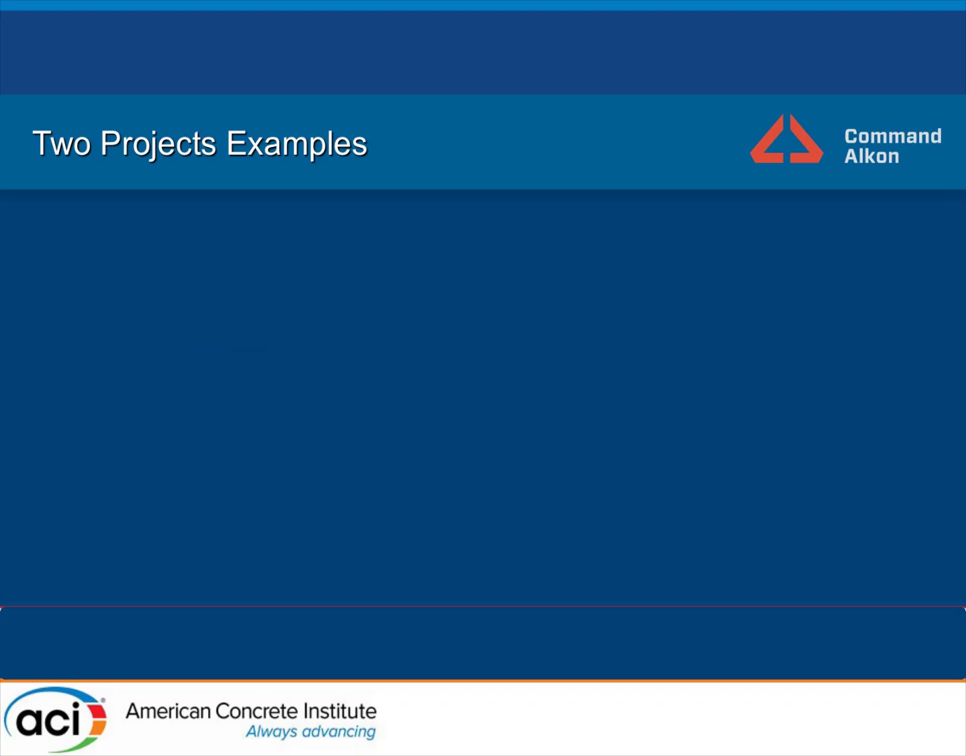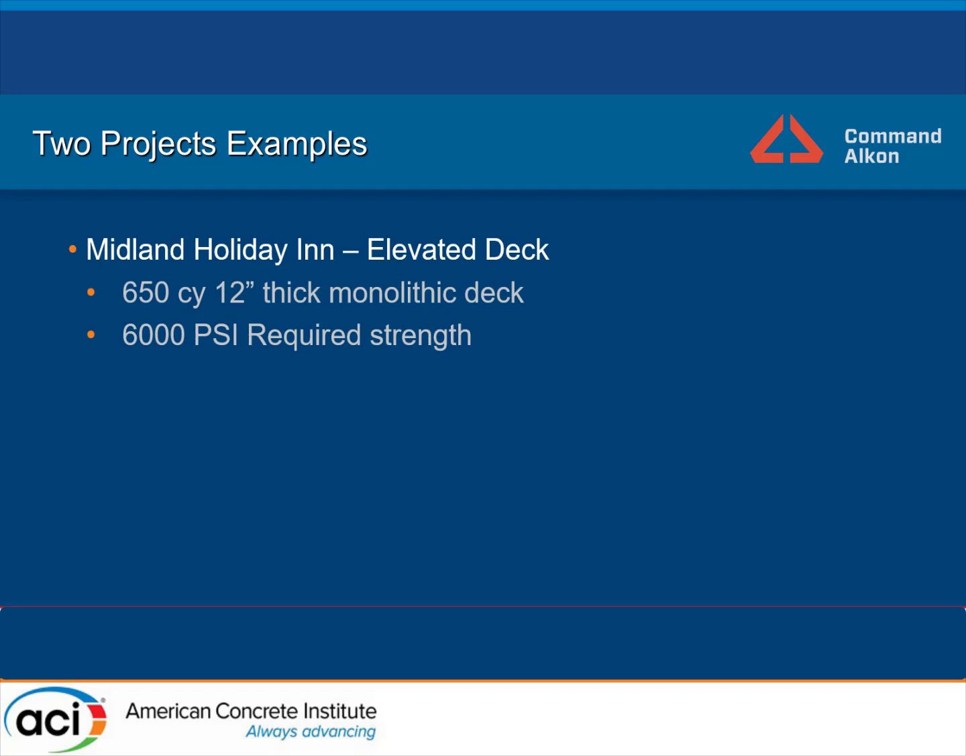This is my favorite part about the whole presentation I'm going to give. 2 projects. We had the Midland Holiday Inn in Midland, Texas. It was an elevated deck, kind of a tricky project. They needed 6,000 PSI. It was poured late last fall in cooler weather.